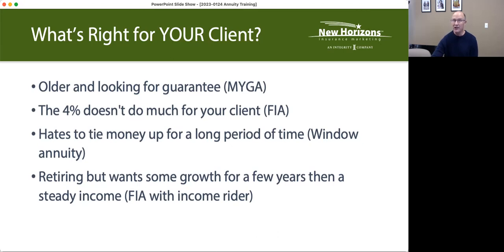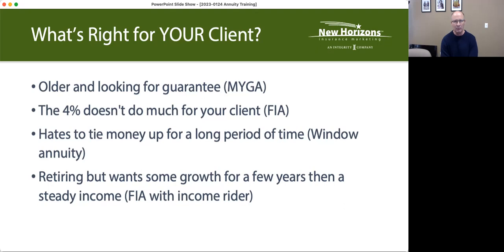This next one is pretty common. You'd be surprised how many inquiries we get from people that have bank money, for lack of a better description, but they hate to tie up their money for a long period of time. They've been going to their bank, and that 1 year CD is giving them 50 basis points, but they may need that money.